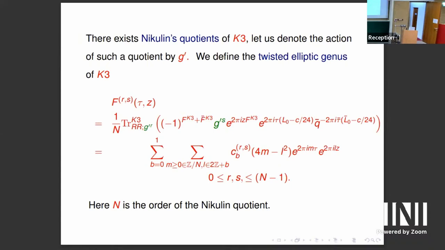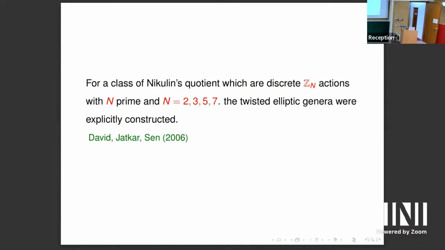Now, even before the observation of the Mathieu group symmetry of the K3, for a class of quotients, these are the specific quotients 2, 3 and 5, 7, this elliptic genera was explicitly constructed earlier in the context of Siegel modular forms, though we didn't know about the connection with the Mathieu group. So it was constructed earlier.